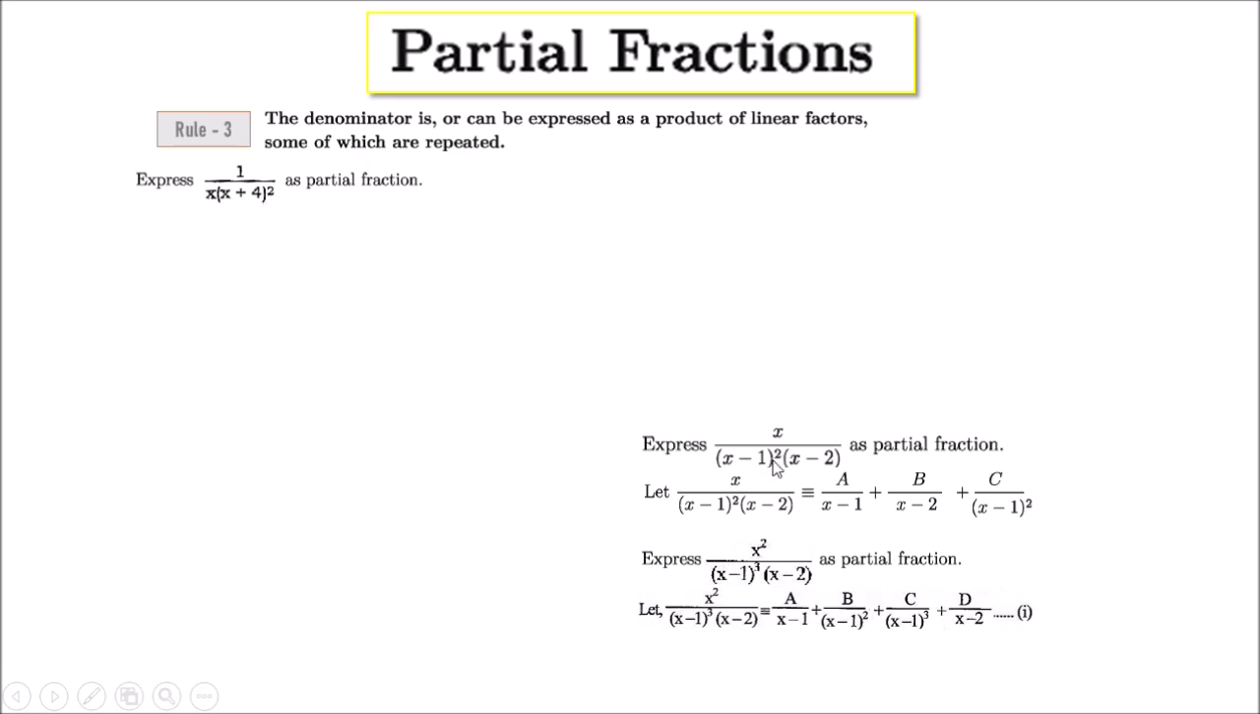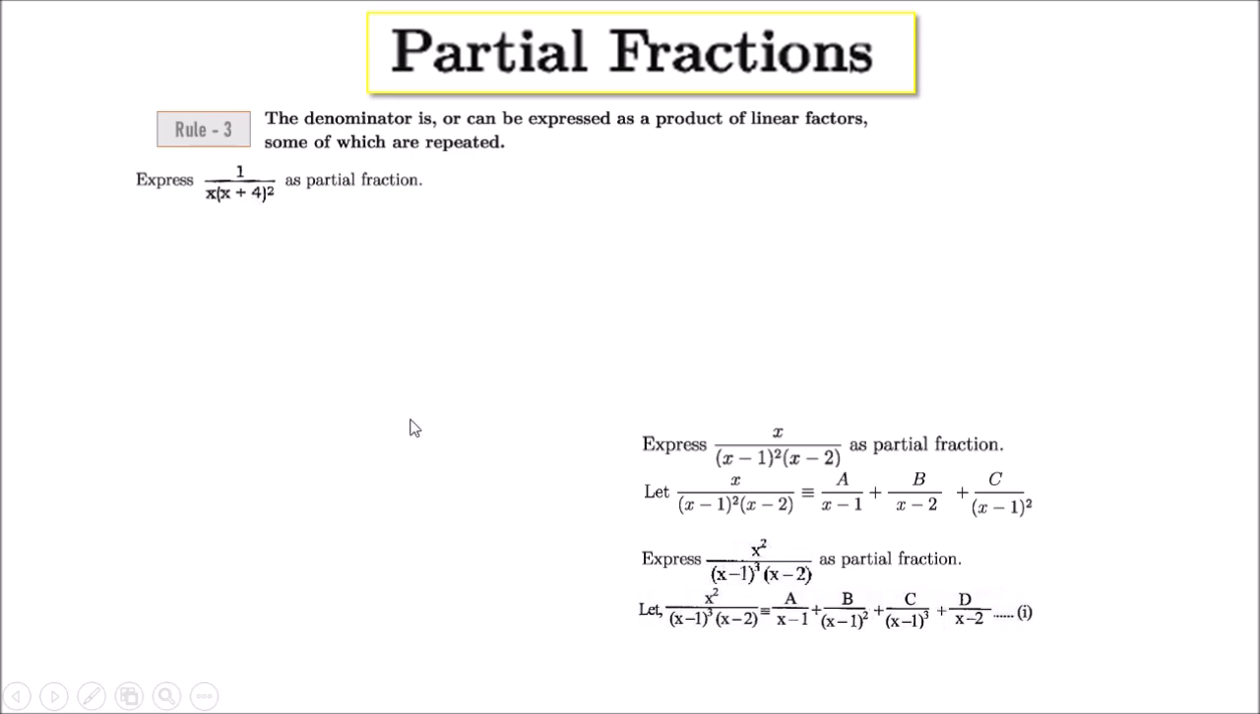That is the repetition. Look at here, you can see (x minus 1) whole square into (x minus 2). So here x minus 1 is repeated. It appears 2 times, that's why we are writing the power. Here you can see (x minus 1) whole cube into (x minus 2). So here (x minus 1) whole cube is repeated 3 times. Like that, the denominator is or can be expressed as a product of linear factors, some of which are repeated, and there is a repetition.